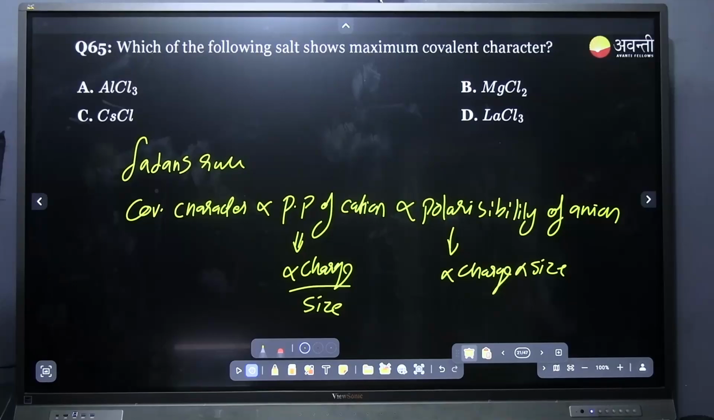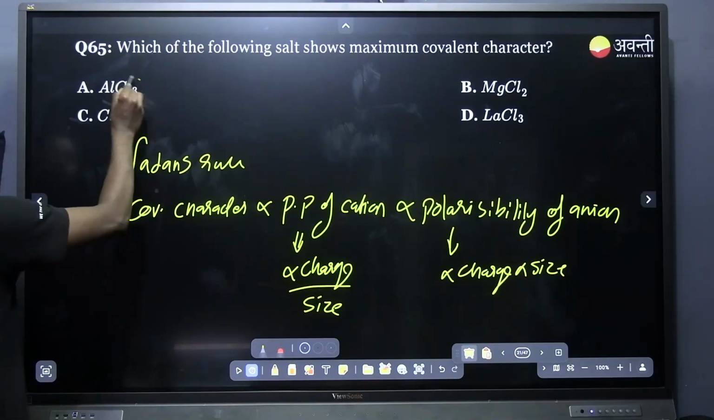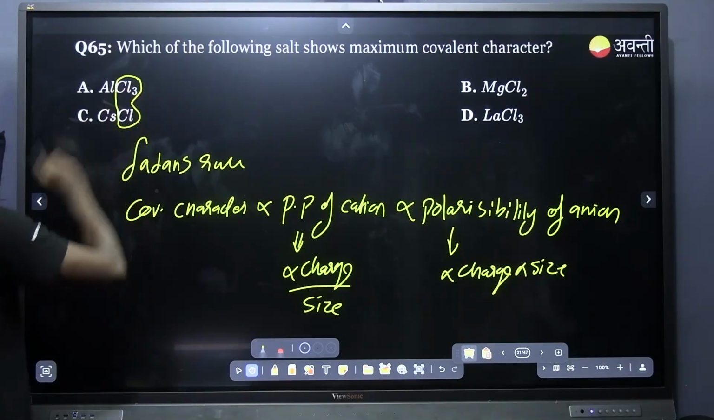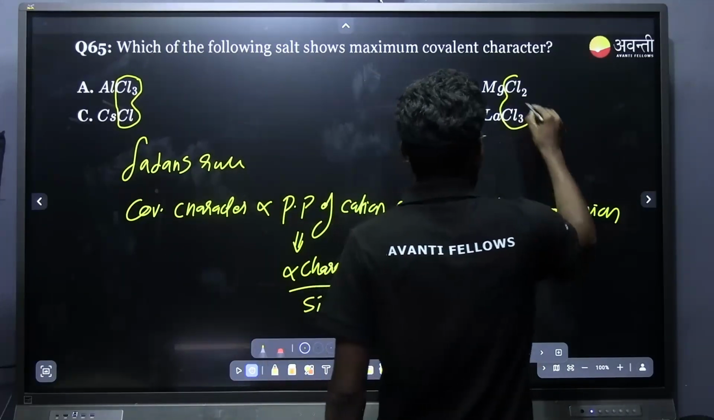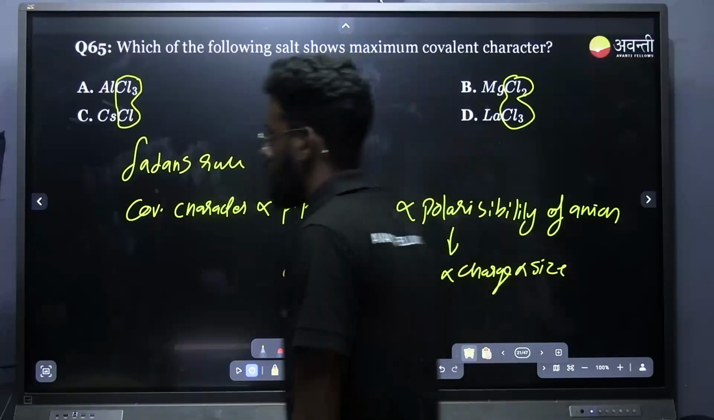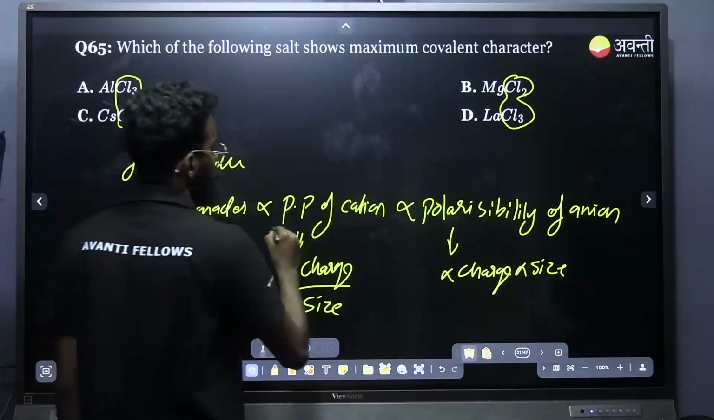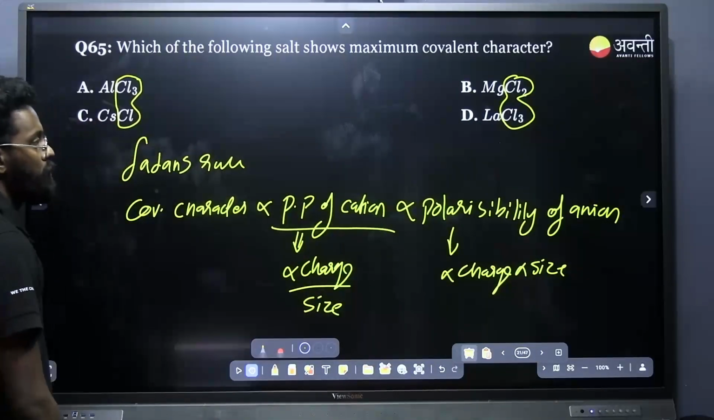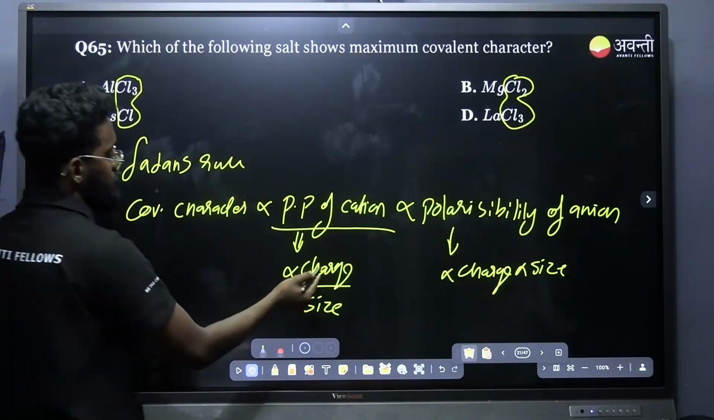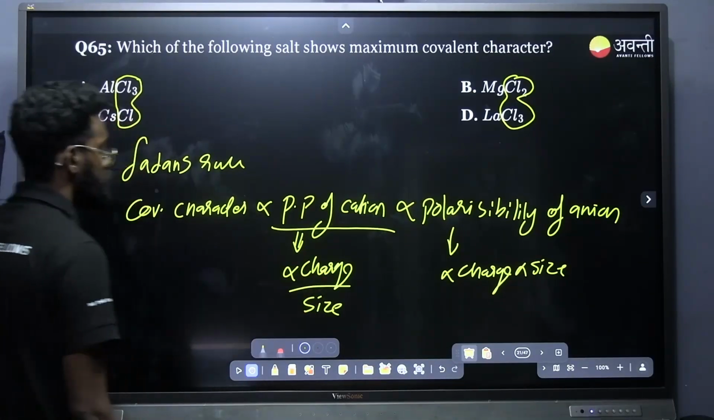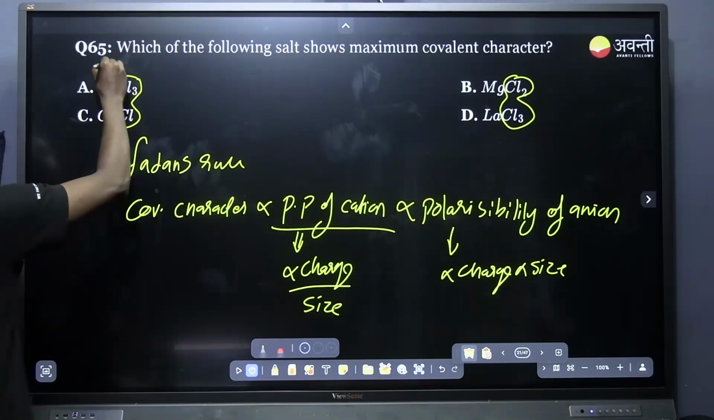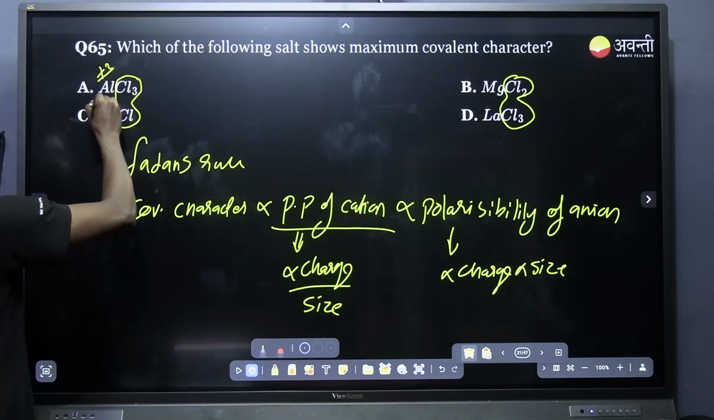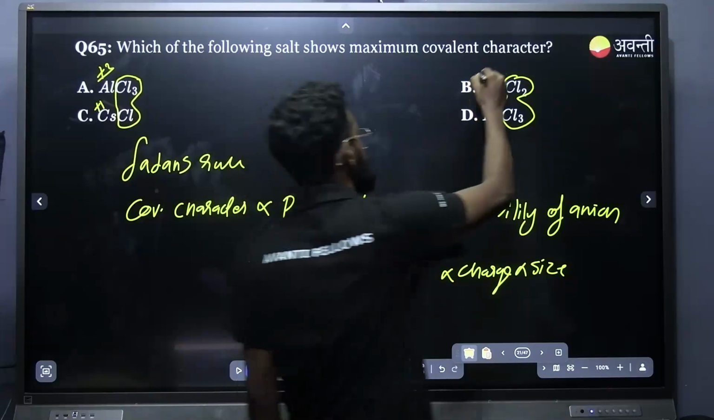What is the answer? Here you can see we can't compare the covalent character based on the polarizability of anion because all the anions are same here. Then how can we compare? By using the polarizing power of cation. Polarizing power of cation is directly proportional to charge and inversely proportional to size. So check among these which is having highest charge and smallest size.